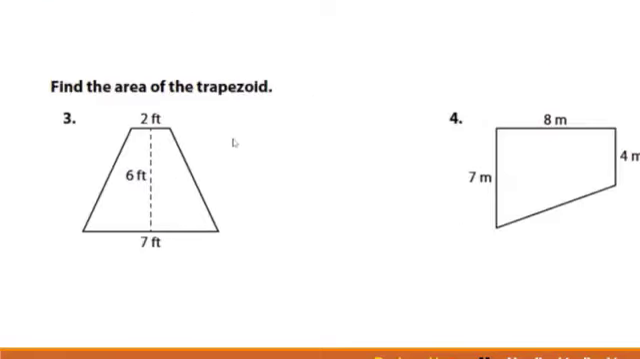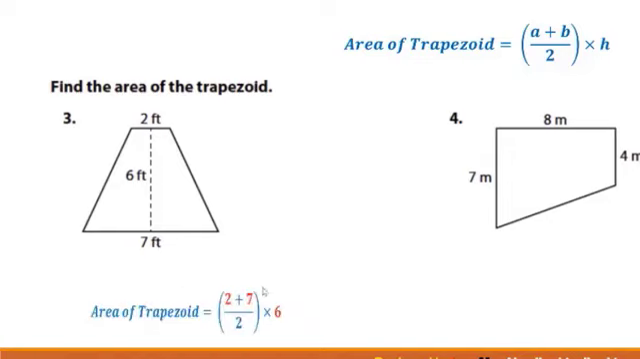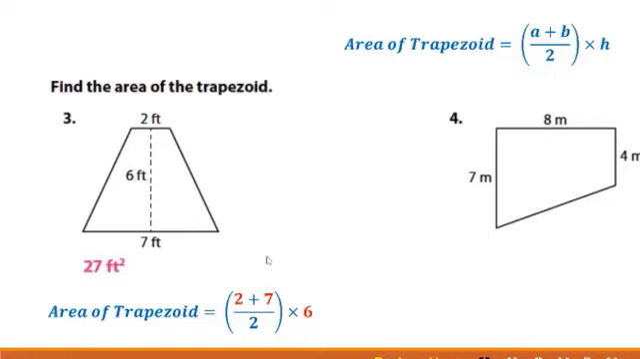Now how to find the area of a trapezoid? For the area of a trapezoid, we have another formula: A plus B divided by 2 times H. A and B mean this side and this side, and they are parallel, and here they equal 2 and 7. So I have to write it like this form: 2 plus 7 divided by 2 times 6. So my area will be 27 feet square.